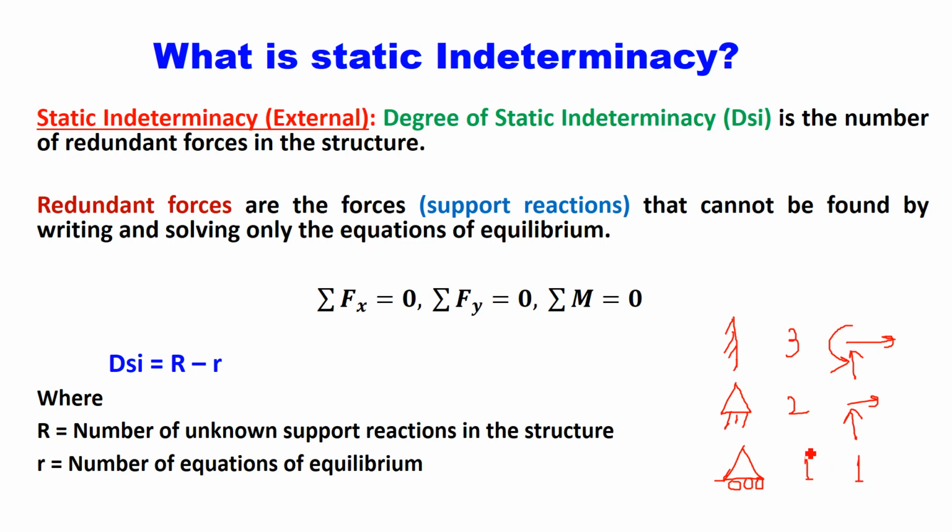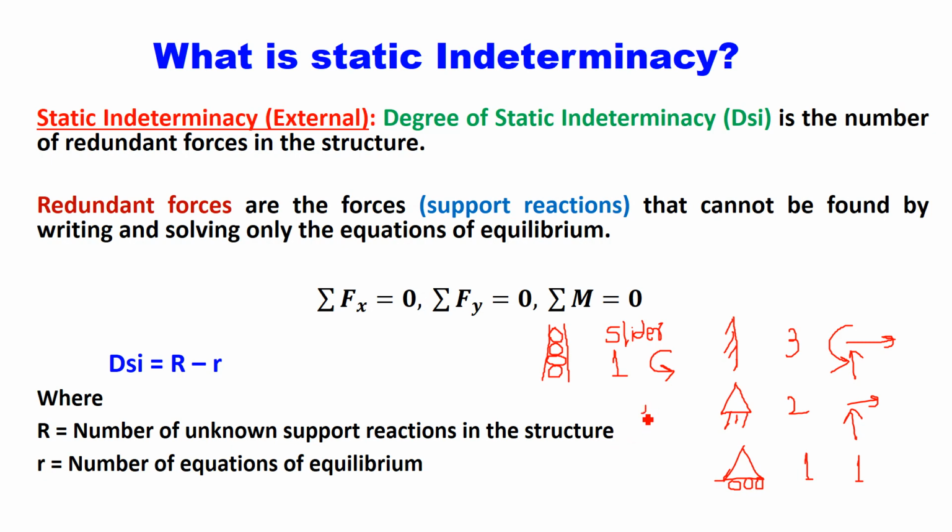Apart from these three supports, there are a few special support conditions, such as the guided support. Guided support is shown like this. This is the symbol of a guided support, which is also called a slider. If a guided support is provided in the structure, there is only one support reaction, and that is moment. Please remember, in a guided support there is only one support reaction, but it is moment.